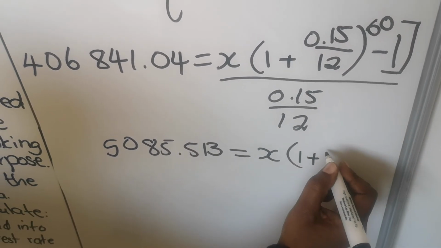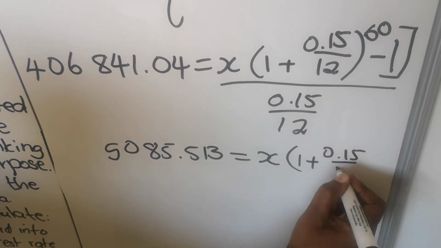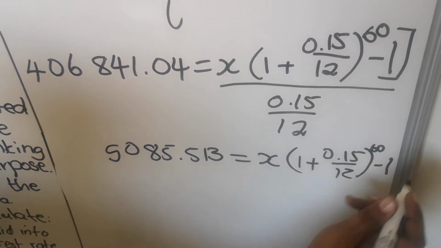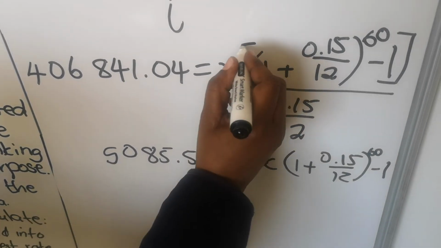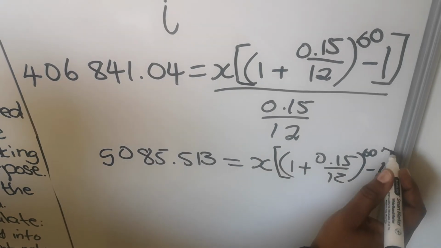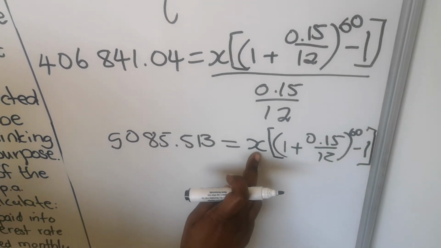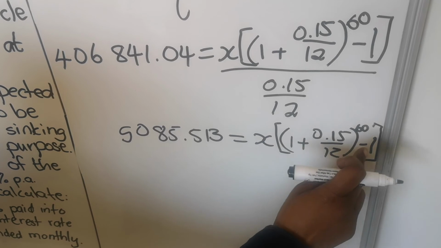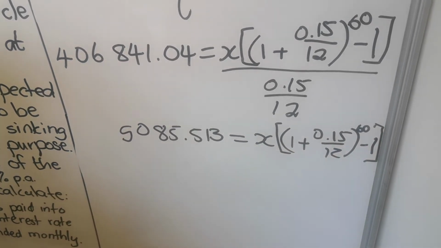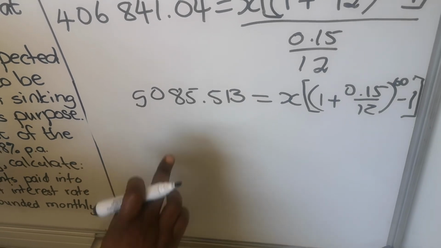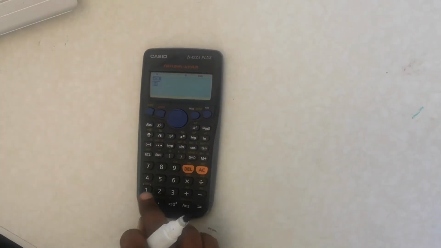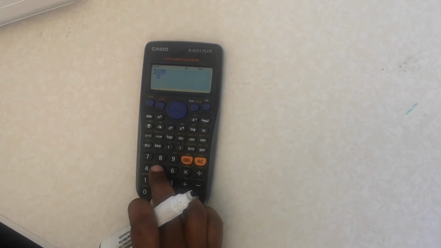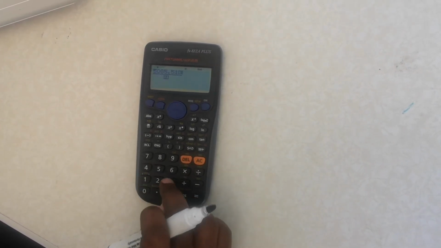1 plus 0.15 over 12, power 60, minus 1. I'm missing a bracket here. I need a bracket there. Now I want to leave X, so it means I'm going to divide both sides by this whole bracket. So what I do, I'll have that, then I will go fraction 508.513. Then I go down, then I do this whole thing.